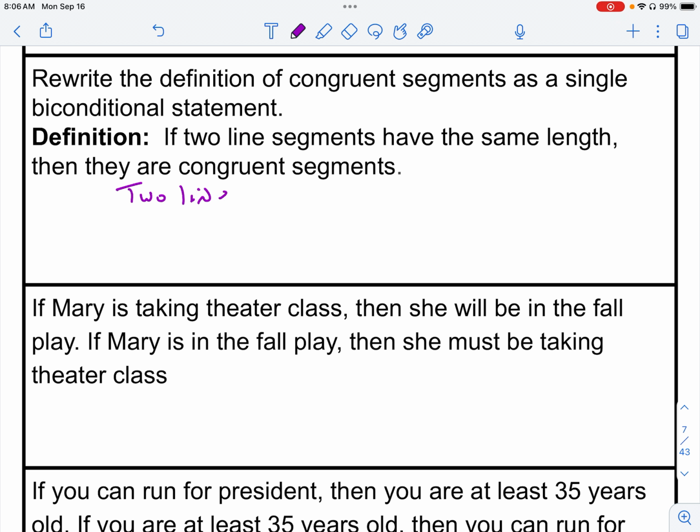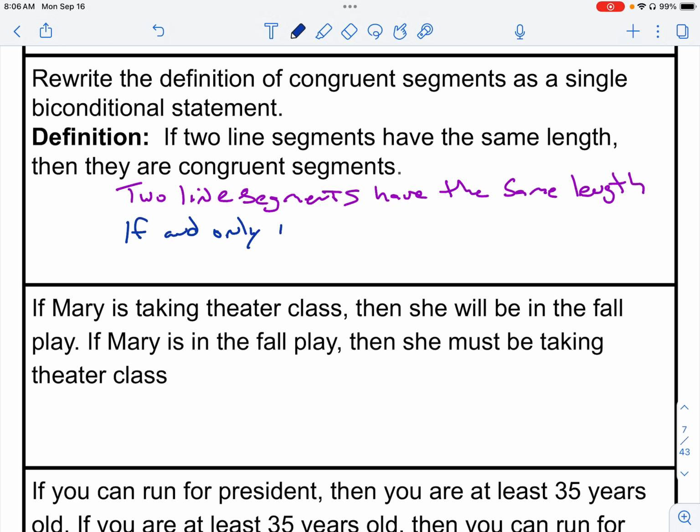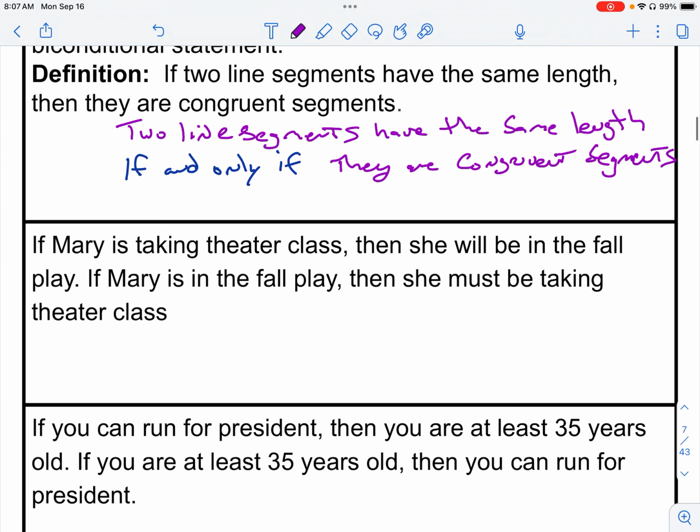Two line segments have the same length if and only if they are congruent segments. Makes our life easier, so we like it.